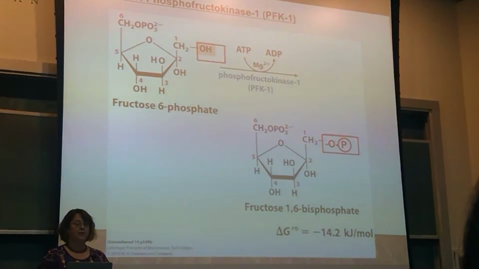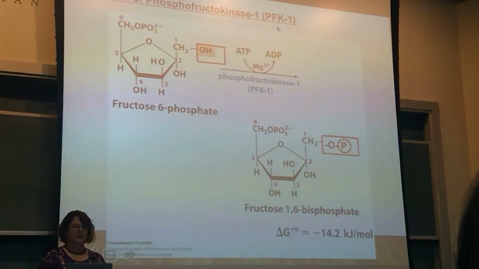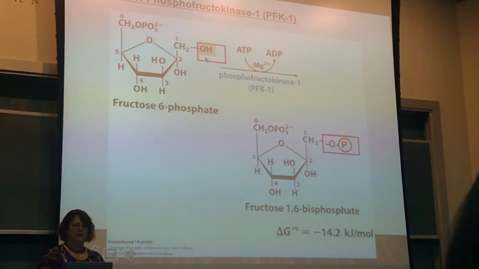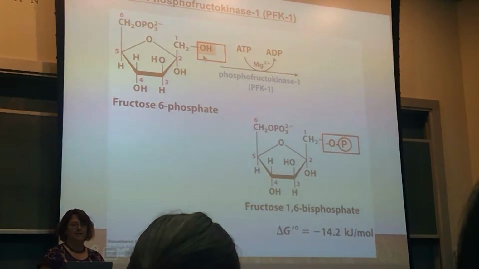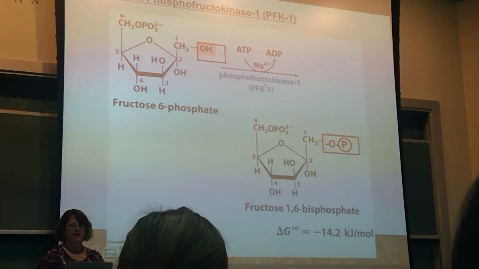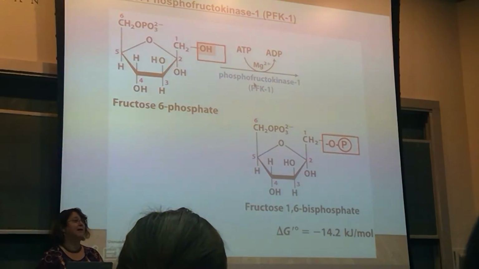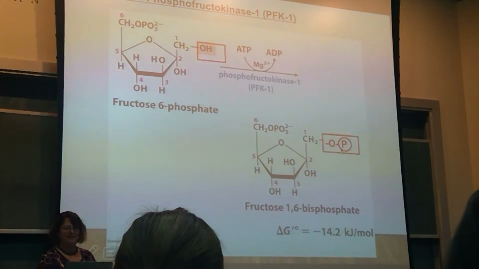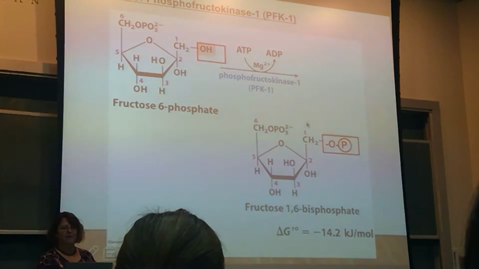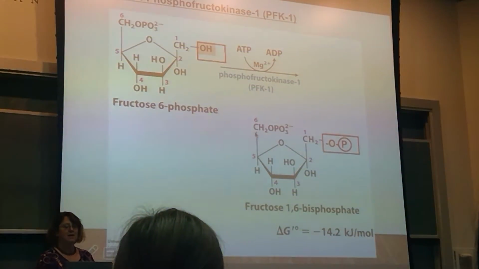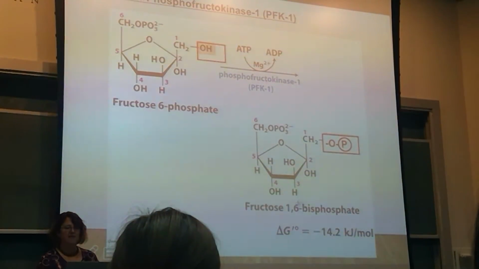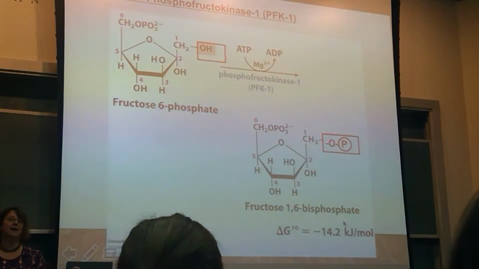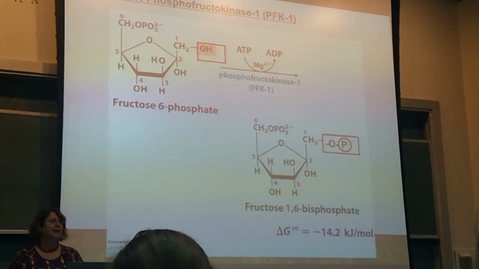Okay. So the third reaction is phosphofructokinase, or PFK1. In this case, we have this OH group here where we need to add a phosphate. The addition of the phosphate comes from ATP, and it requires magnesium. And so we're adding the phosphate. And this is called fructose 1,6-bisphosphate. So we have two phosphates, one here and one here. The convention is that when the phosphates are in different positions in the molecule, it's bisphosphate.